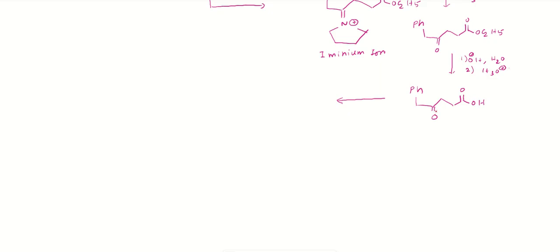Now we want the amide here, so what we'll do is treat this with SOCl2. PhCH2C(=O), and then CH2CH2C(=O)Cl. Now this is treated with methylamine. So we'll get PhCH2C(=O)CH2CH2, and then C(=O)NHCH3.